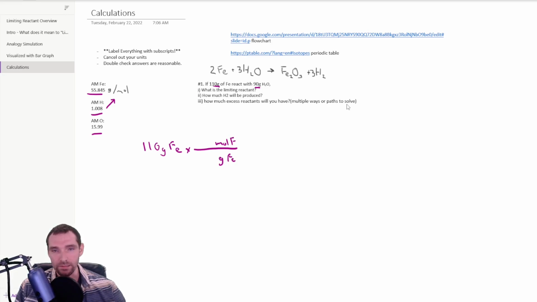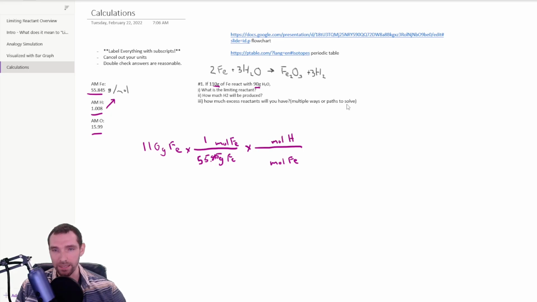And this is the iron. Yes, I'm going to write it in every single time. And in 1 mole, you have 55.845 grams. And now that I have moles of the iron, the Fe, I can then turn that into, let's just go with the H2 because they did ask for how much H2 is being produced.